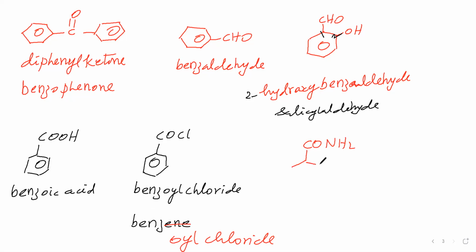Next, CONH2 with the benzene. You take benzene, and this functional group is amide. So, cancel the ene. So, what is the name? It's benzamide. Benzamide is the name of this compound.